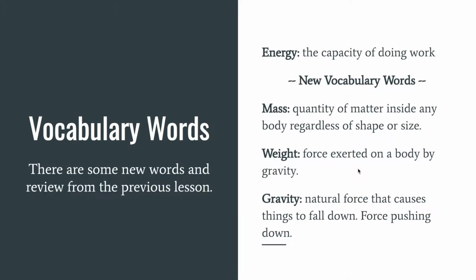All right. So here's some vocabulary words right here. Energy is an old vocabulary word, the capacity of doing work. Now these are our new ones. I understand this is a lot and some of these words might be familiar. Mass is a quantity of matter inside any body regardless of shape or size. Now many people will get mass and weight confused. Just listen. Weight is force exerted on a body by gravity.